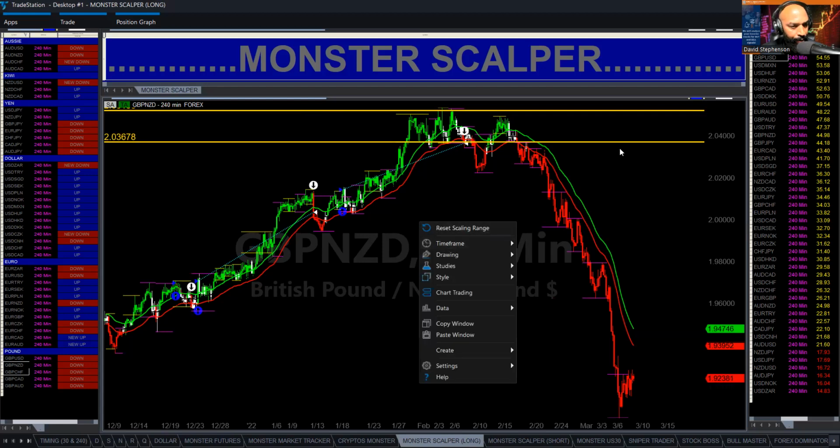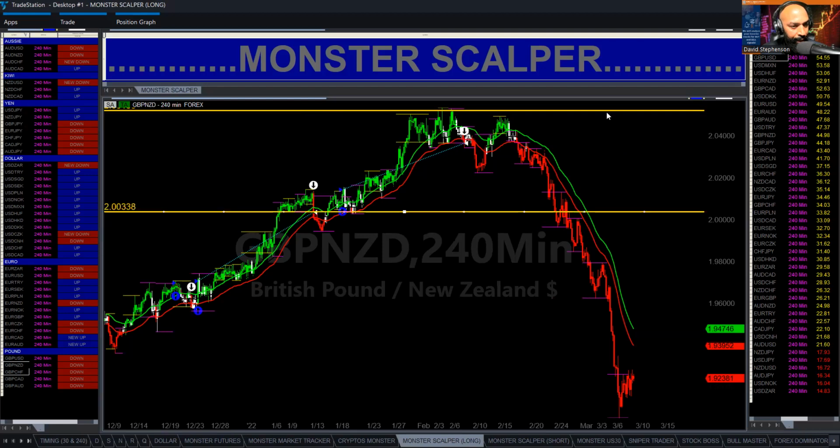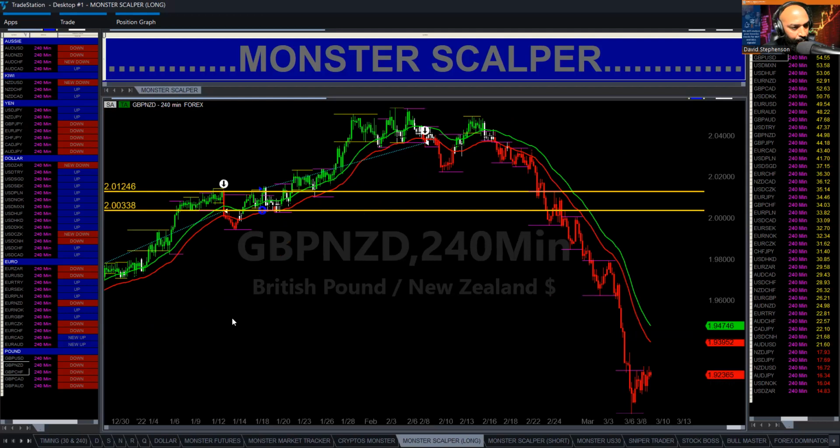Okay. So I'm going to draw this out here, and I want you guys to follow me for a second. Here is support and resistance right here. So we have resistance right here. The top line is resistance. That's your ceiling. The bottom line here is support.